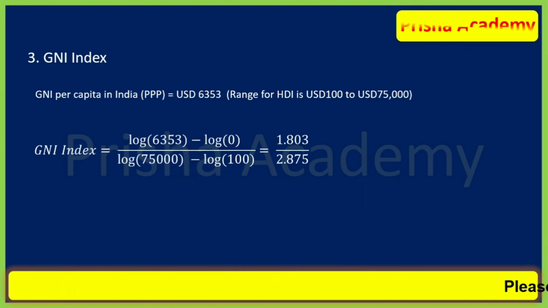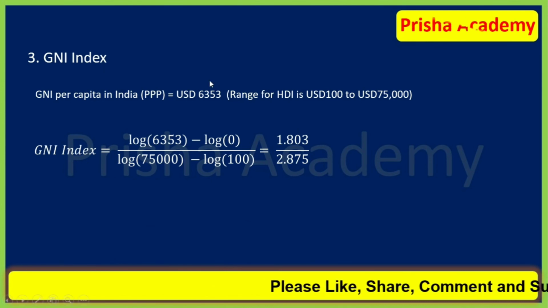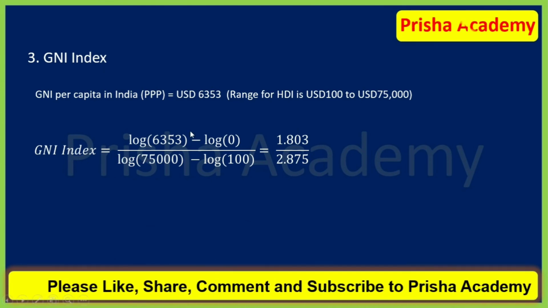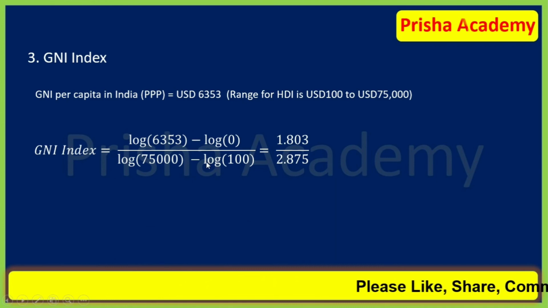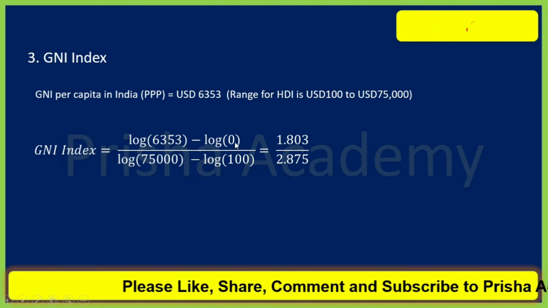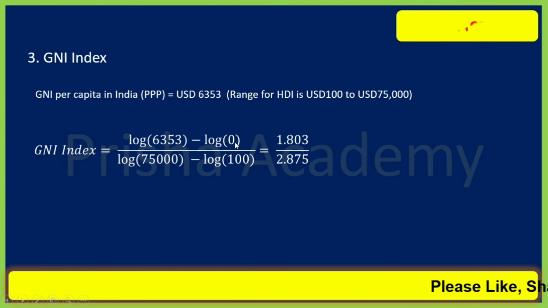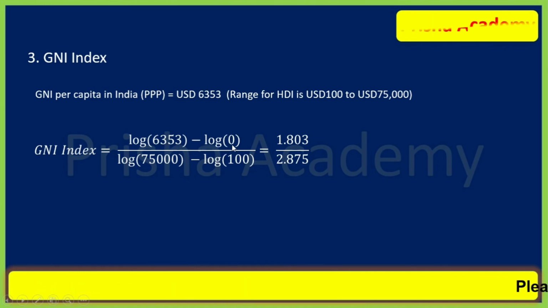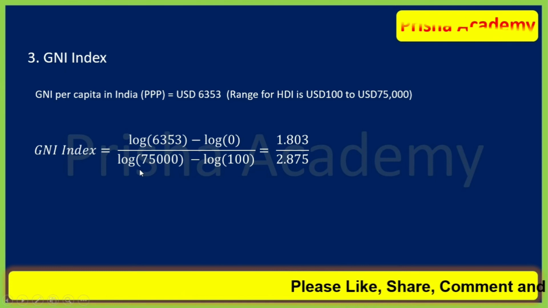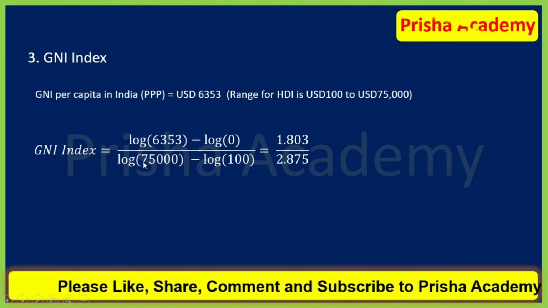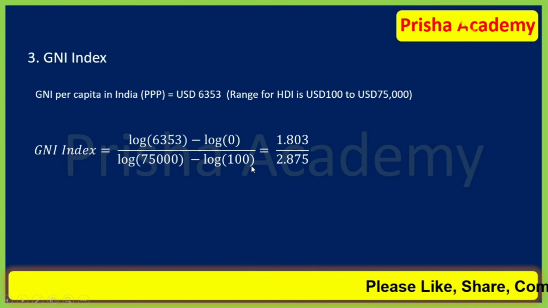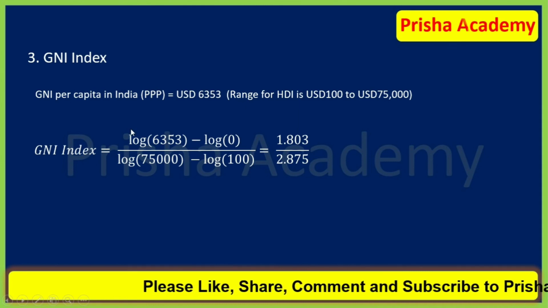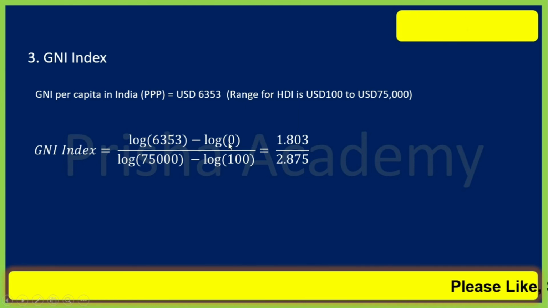Now, how is the GNI index calculated? They say that log 6353, India's figure, minus log 100. Sorry, it is written 0, it should be 100. So log 6353 minus log 100, divided by log 75,000, that is the maximum range, minus log 100, that is the minimum range.